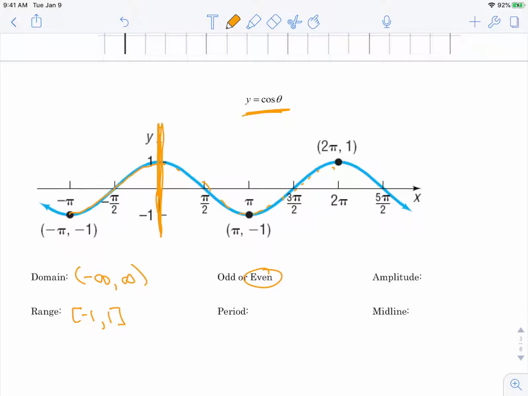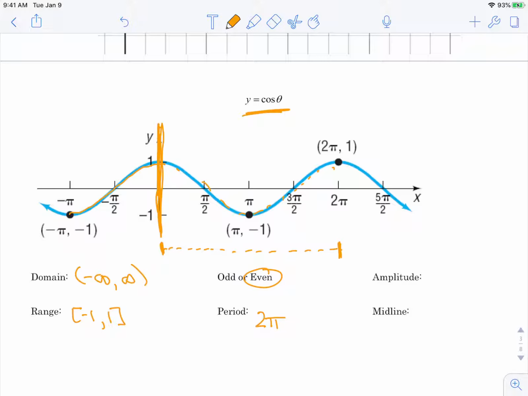Our period, just even looking here, if it didn't make sense when we talked about it on the unit circle, we start here, and you can start anywhere you want, and then you measure the length until it starts repeating itself. So at 2 pi, we're going to start going down and then back up again. So that's why it's 2 pi.